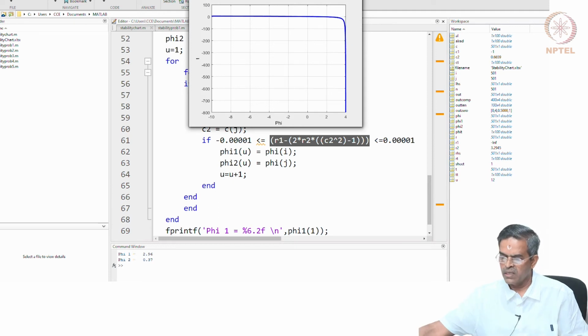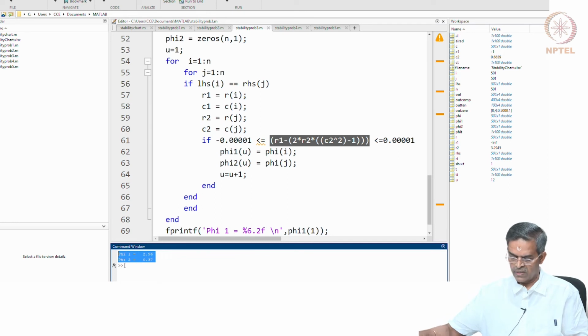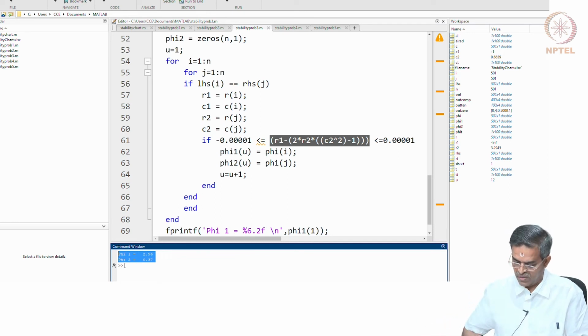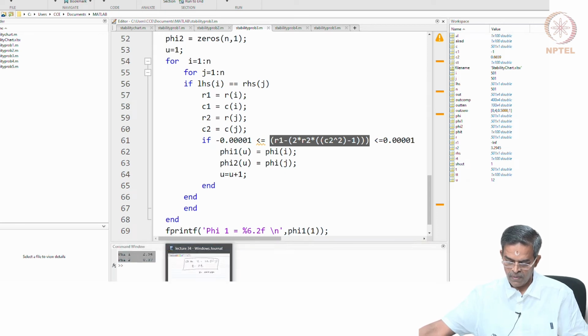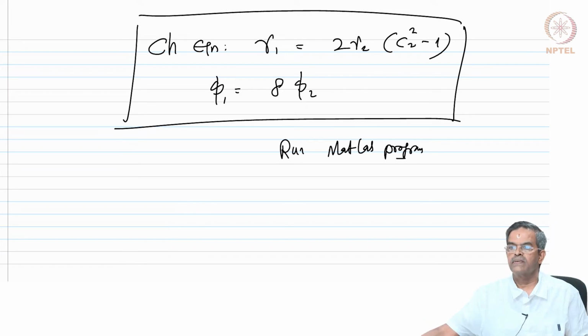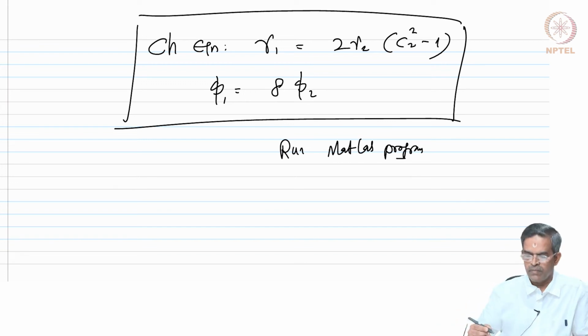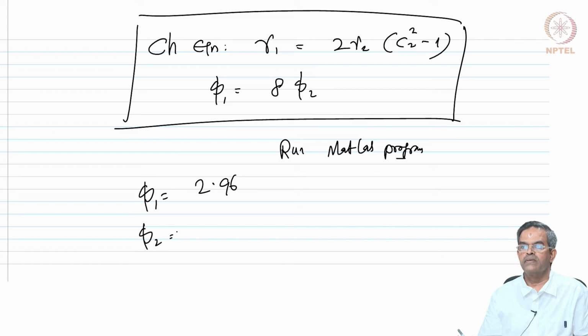Let us run this program. So, I get these charts. I think we already have these charts with us, we know, right. So, we know these charts of R, I and T. So, the answers are phi 1 is 2.96 and phi 2 is 0.37. So, I will go back here. So, I get phi 1 as 2.96 and phi 2 as 0.37.